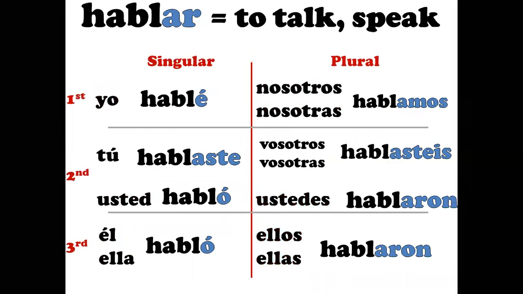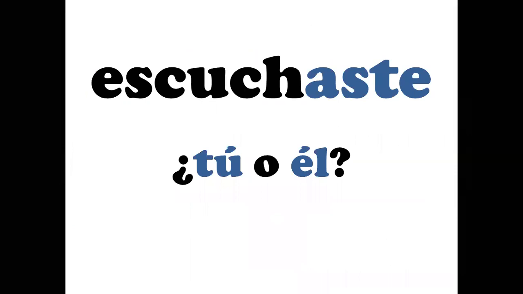All right, so there you have it. That's a song, or a rhyme, or a mixture between the two, that you can use to remember these endings. Aste, o, amos, aron. So those are the AR endings. Let's practice a little bit.